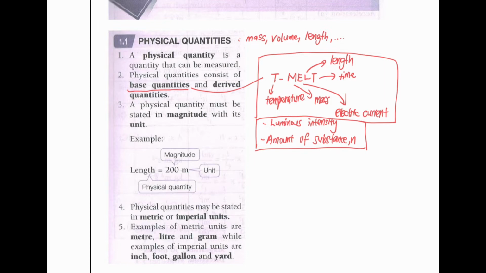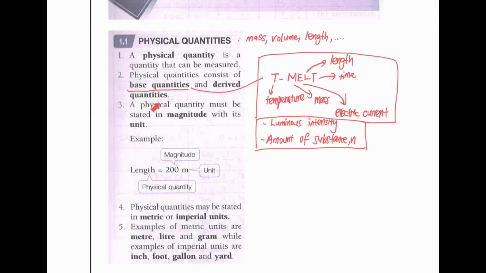Okay, now let's move on. Derived quantities, other than the 7 base quantities here. For example, volume. Volume is derived from length: length multiplied by length multiplied by length, then you get volume. So derived quantities you get from base quantities. Another example is length divided by time, you get speed. So speed is a derived quantity.